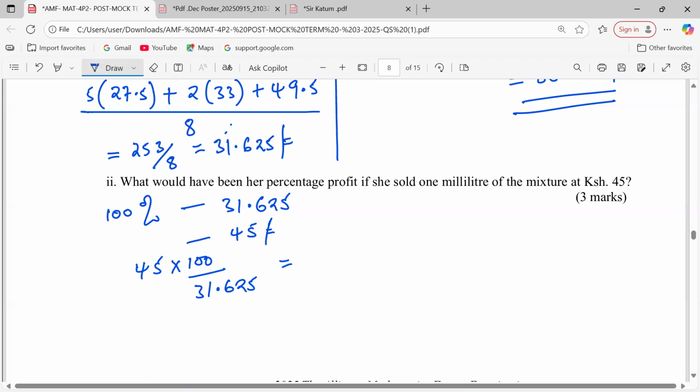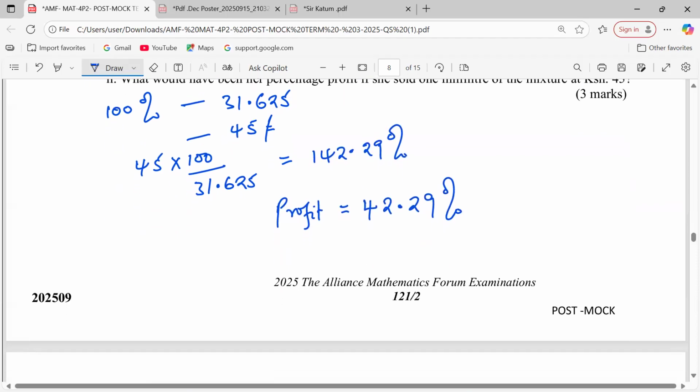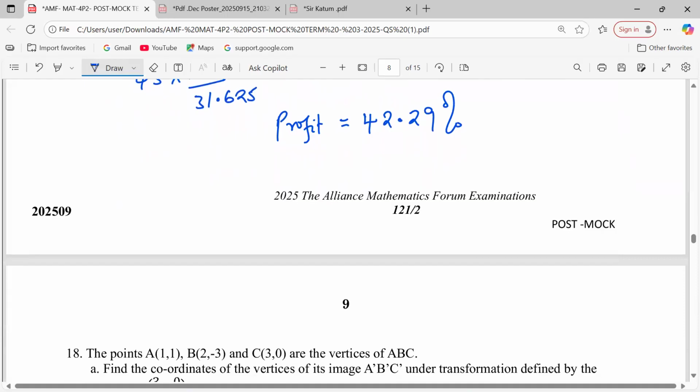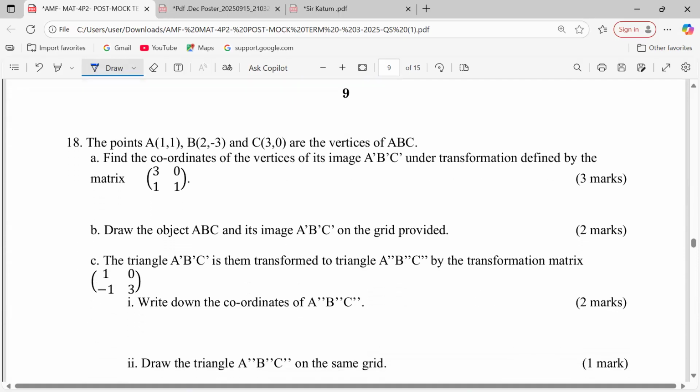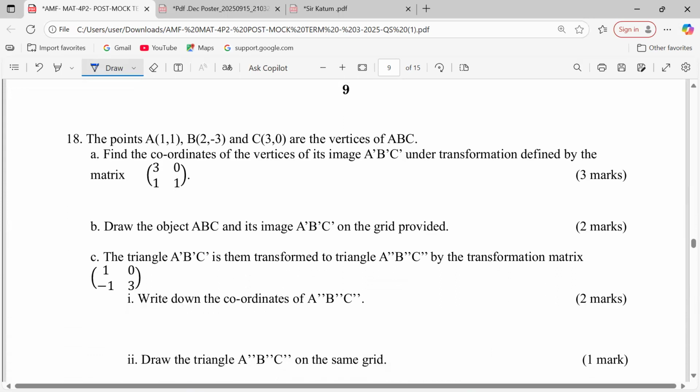This gives us 142.29. Meaning that now the percentage profit shall be 42.29%. So this would be now the new percentage of the profit. We are transitioning to number 18, a serious question on transformations.